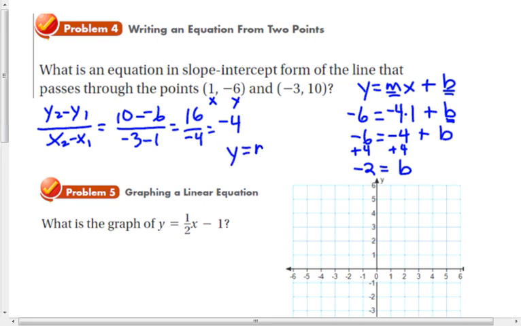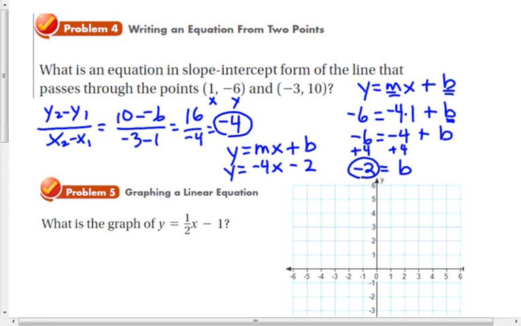And when you write the equation, you're just replacing the m and the b. My m is my slope, which is right here. So I got negative 4x. And then my b is negative 2. And you can either put plus negative 2 or minus 2.